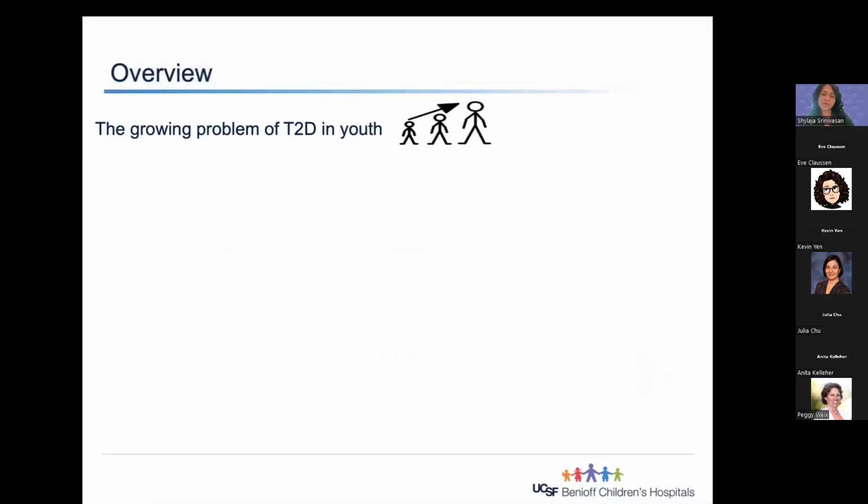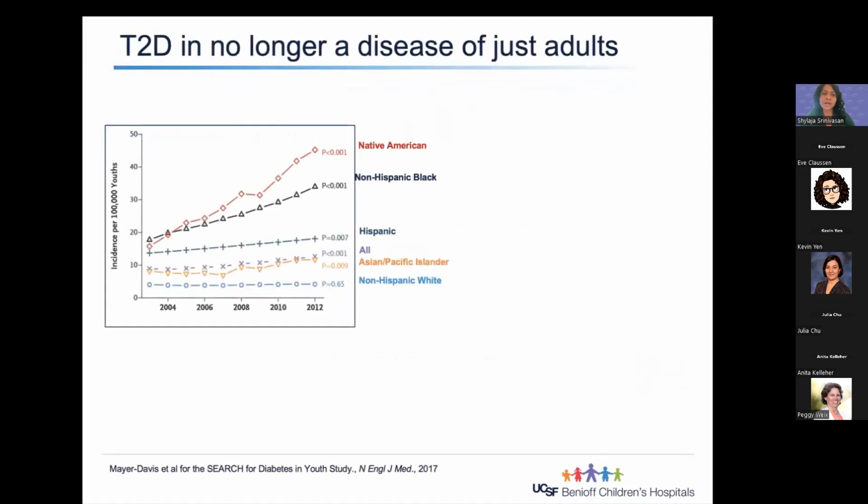So starting off with the first part and the growing problem of type 2 diabetes in youth. So type 2 diabetes is unfortunately no longer a disease of just adults. I think even 10 to 15 years ago, when we said type 2 diabetes, it was usually synonymous with adult onset form of the disease. But unfortunately, that is no longer the case.